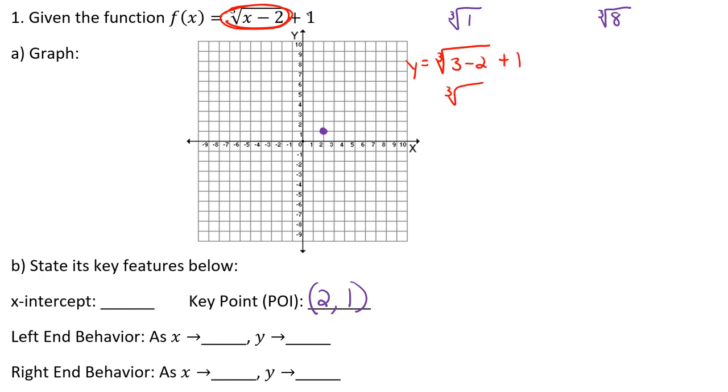So I'm going to have the cube root of 1 plus 1. The cube root of 1 is 1, plus 1, that's 2. So our coordinate, we plugged a 3 into the x, so that's the x part of the point, and then we get the answer of 2, which is the y. So we'll be at 3, 2.